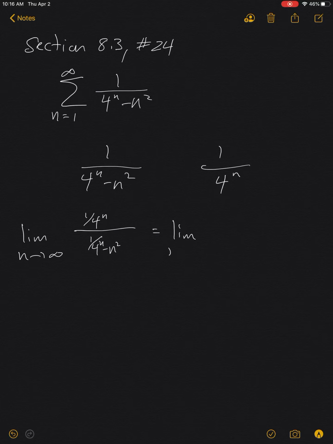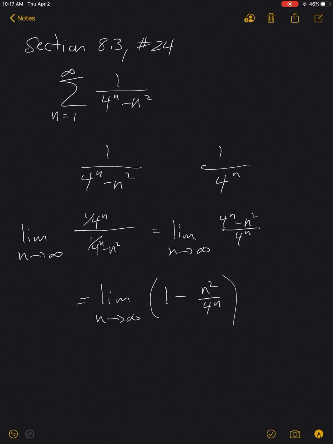So we have a little bit of algebra to do to clean up this expression. This is 4 to the n minus n squared over 4 to the n. And if we want, we can separate that into 1 minus n squared over 4 to the n.